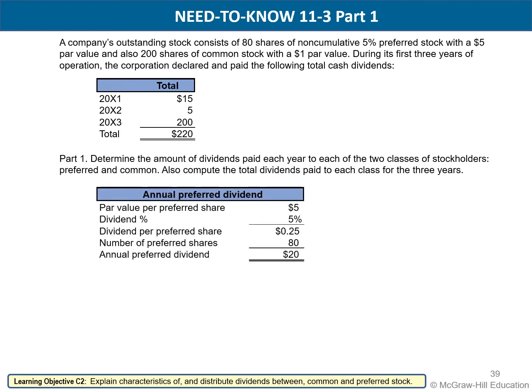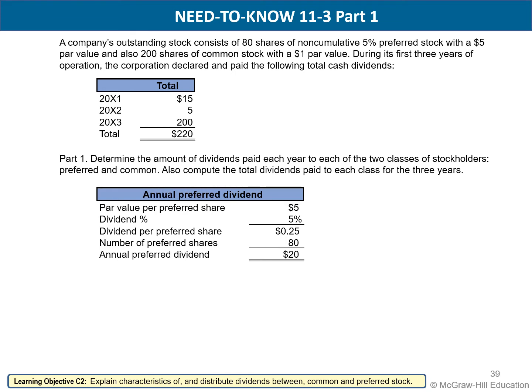So our annual preferred dividend is going to be equal to the $5 preferred par value per share times, they tell us they have a 5% dividend. So our dividend per preferred share is 25 cents. We have 80 shares. So our annual preferred dividend is $20.